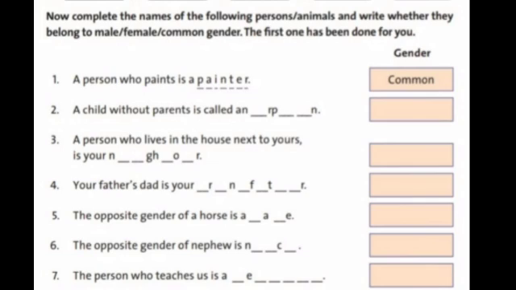Next is a child without parents is called an orphan. Orphan is common gender because orphan can also be male or female. So students, after understanding, I hope you can do it by yourself.